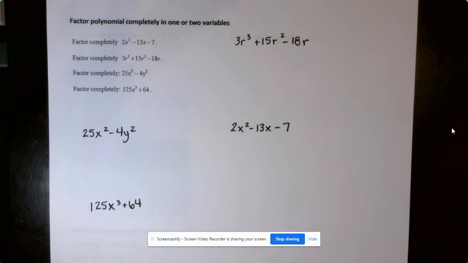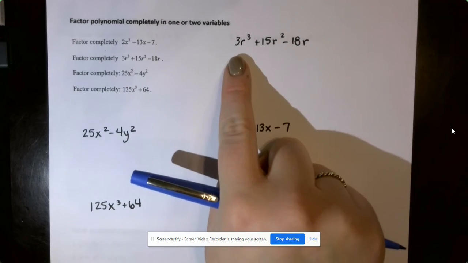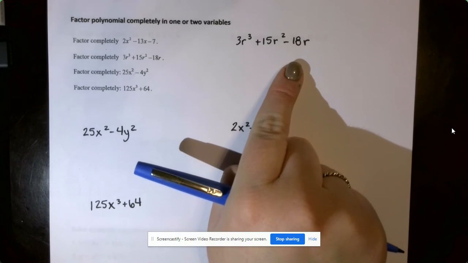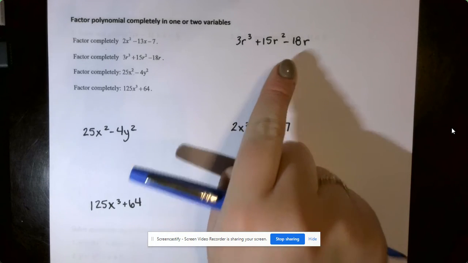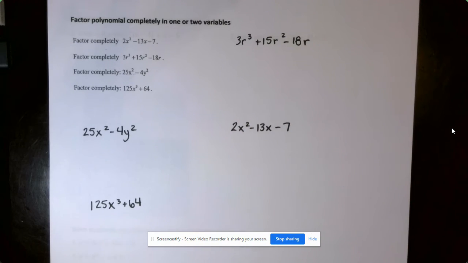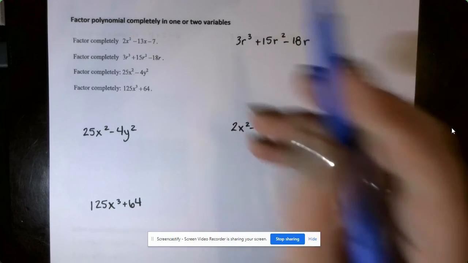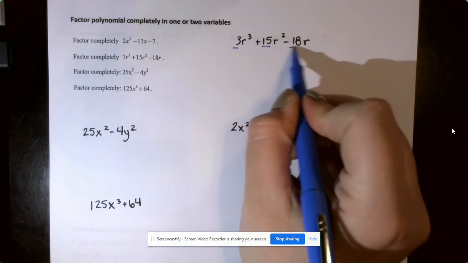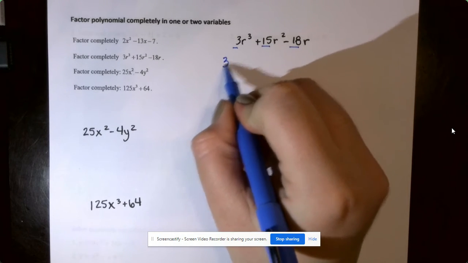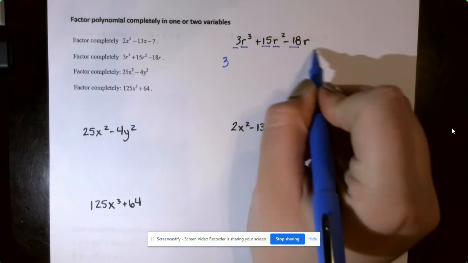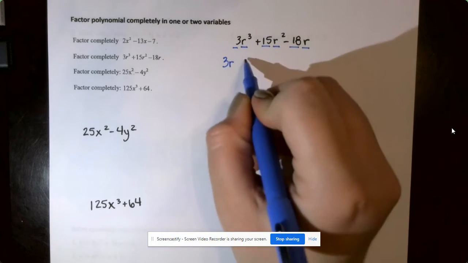Let's talk about factoring. Whenever we find something that we need to factor, whether it's for solving or for simplifying things, we always ask ourselves, do they have something in common we can pull out? 3, 15, and 18 all have a 3 in common, and they also all have an r in common. So we're going to pull out 3r.